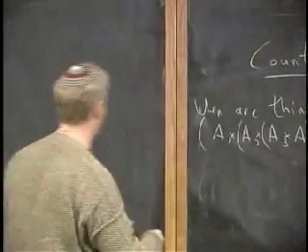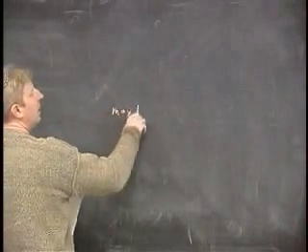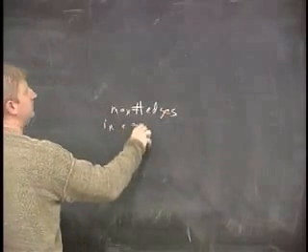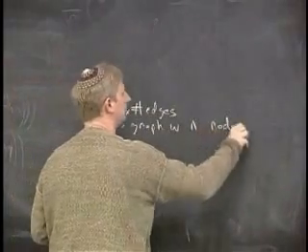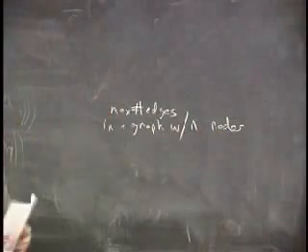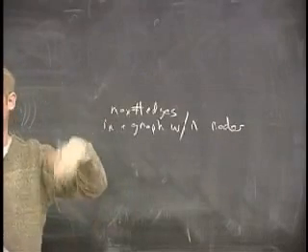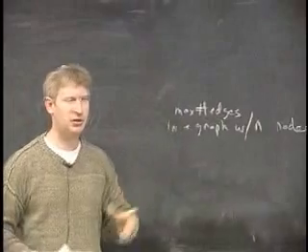This is something you've seen before. The maximum number of edges in a graph with n nodes. Okay, I have a graph with n nodes. I want to throw in as many edges as I can. No multi-edges. Just 2 vertices or 2 nodes can be connected by an edge, yes or no.